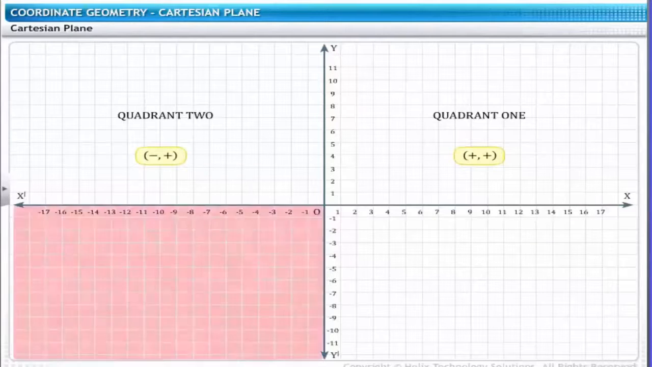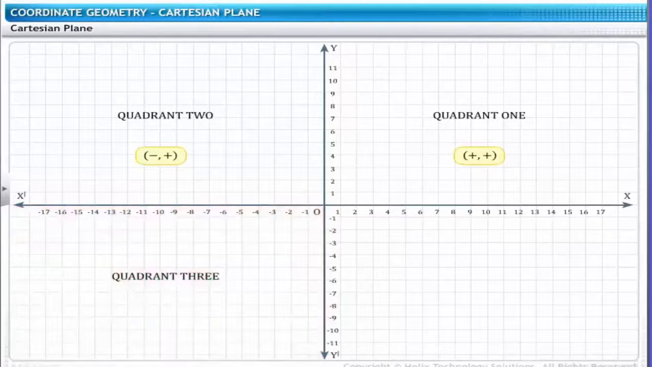X'OY' is called quadrant 3. In this quadrant, X coordinates as well as Y coordinates have negative values. Thus, this quadrant is of the type minus, comma, minus.